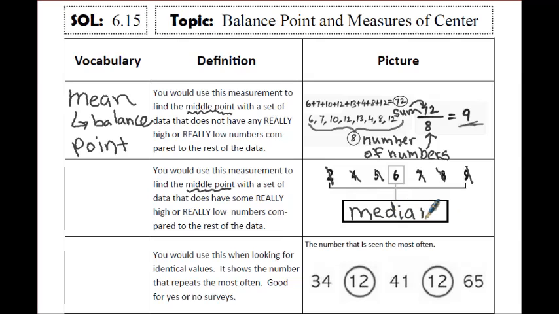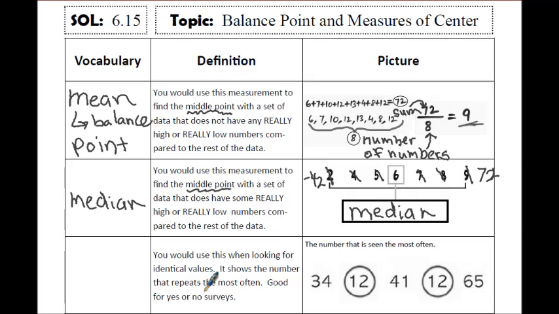Now that wouldn't be the best set of data to find the median as the middle point. So if I had a really high number on this side, such as 72, or a really low number on the other side, like negative 42, then those would let me know that the median would be the best measurement for that set of data.